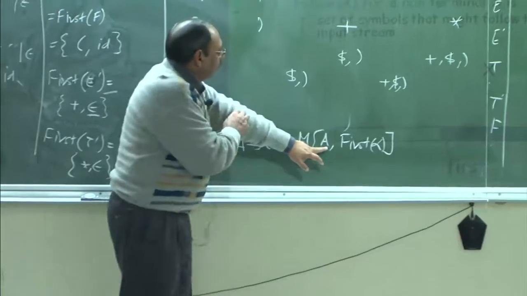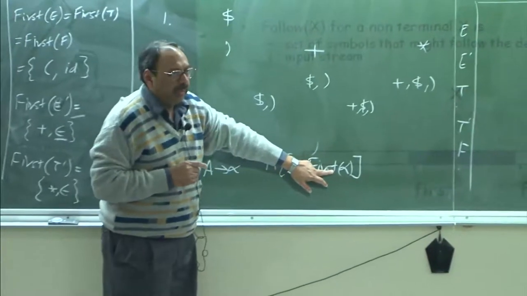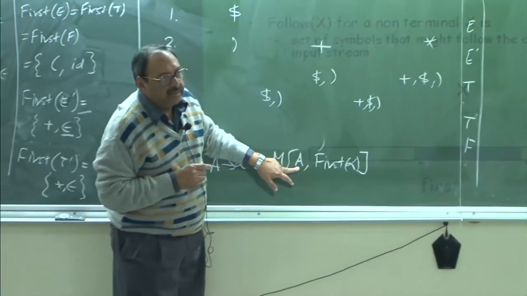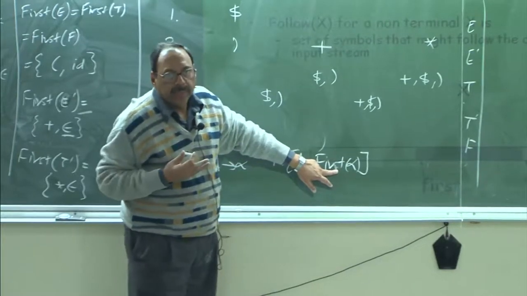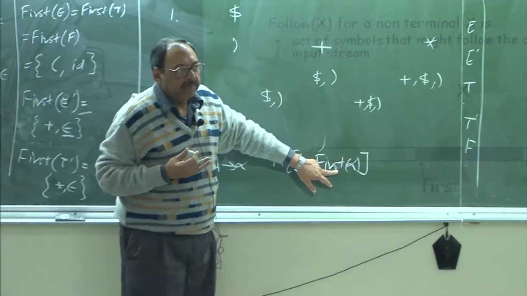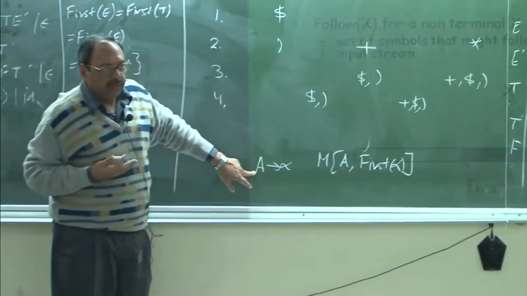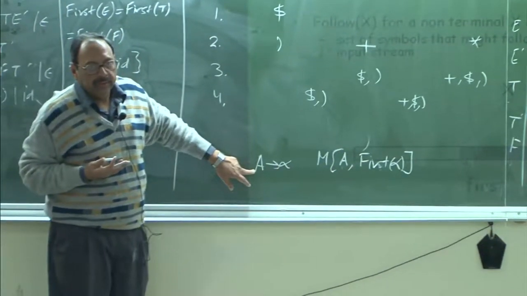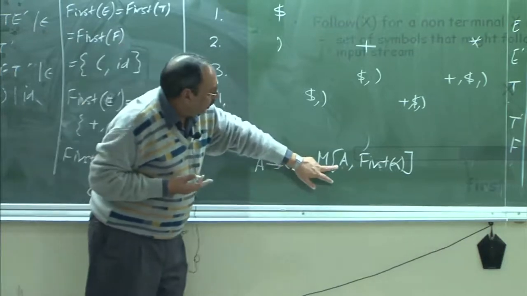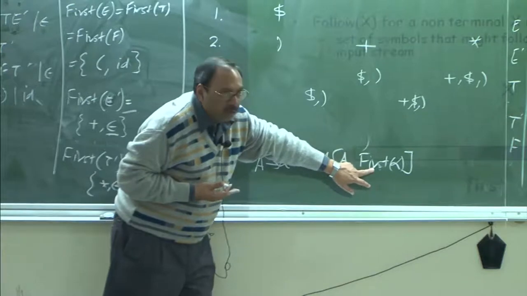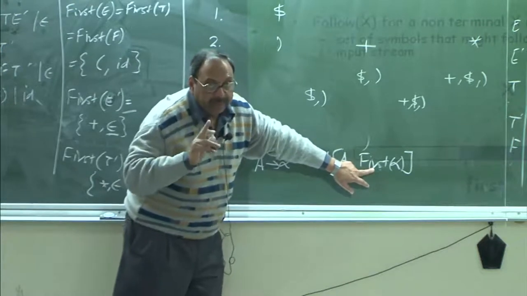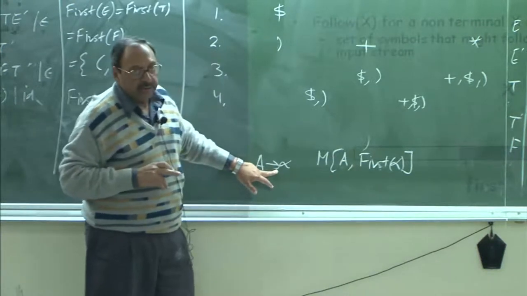All I am saying here is that, what is this entry corresponding to? This is saying that if this is the top of my stack, and this is the lookahead symbol, then what should I do? Derive using this particular rule. So corresponding to this entry in the parse table, corresponding to this non-terminal and for all first of alpha, except epsilon, use this rule for derivation.